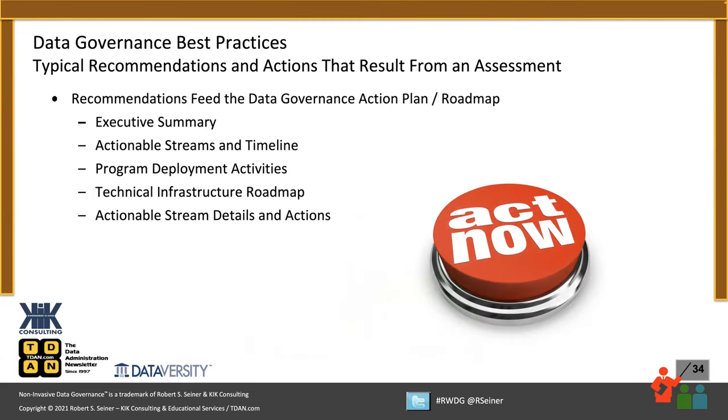And the last thing I want to tell you is kind of where those recommendations fit in. When you're creating an action plan, you're going to again have an actionable or an executive summary. You're going to outline what the actionable streams and the timeline are. You're going to define what activities need to take place to properly deploy your program, your technology infrastructure roadmap, and then detail out what each of the actions are that you need to take to deliver on each of these actionable streams. And so again, like I said, the ones that I highlighted in brown here are the ones that are going to be most read by people.